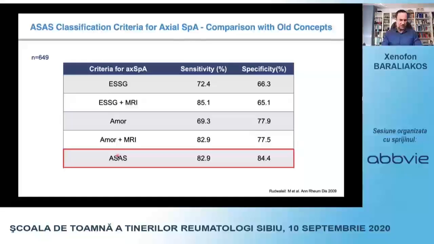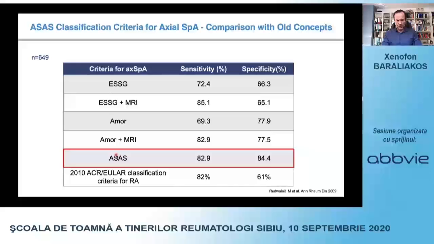That is why X-rays are okay, but MRI seems to indeed increase our sensitivity overall, and that's why imaging is important. That's why I'm speaking with you today. By the way, you see the same sensitivity for the ACR-EULAR criteria for RA, but since they are missing imaging, the specificity is extremely low as compared to the spondyloarthritis criteria that we have. So imaging is important, obviously.